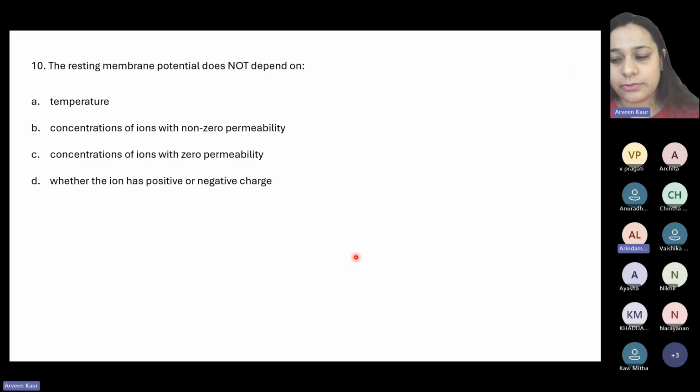Coming to question number 10, which is the final question for this first part of the presentation: the resting membrane potential does not depend on which of the following things? Is it the temperature, the concentration of ions with zero permeability, the concentration of ions with non-zero permeability, or whether the ion has a positive or negative charge? The keyword over here is not. It is not depending on which one of these following things.